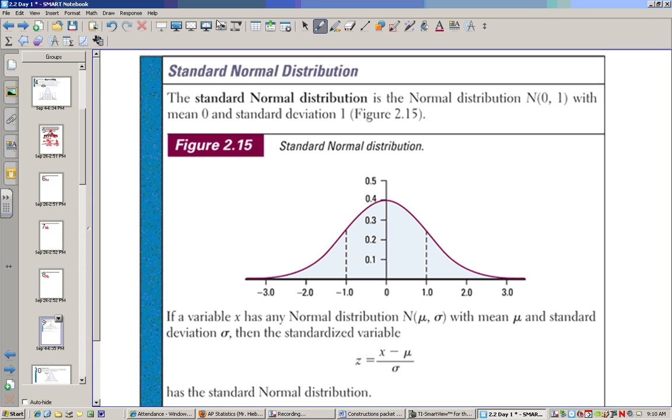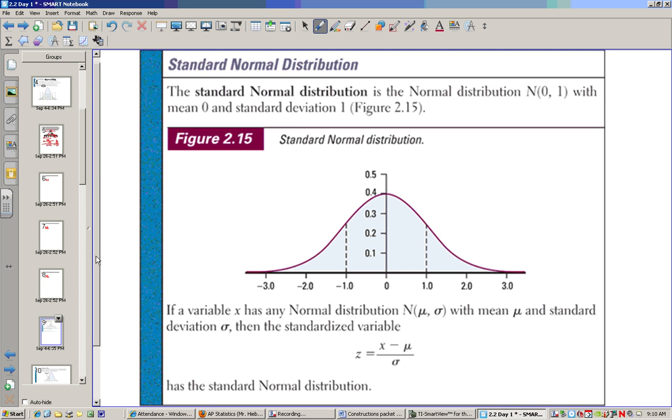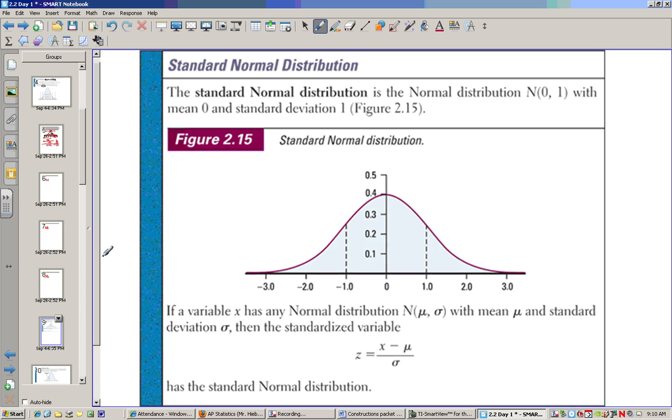All right. Now we can get to the standard normal distribution. The standard normal distribution is a normal distribution with a mean of 0 and a standard deviation of 1. Whenever it's written like this, this is the mean, and this is the standard deviation.